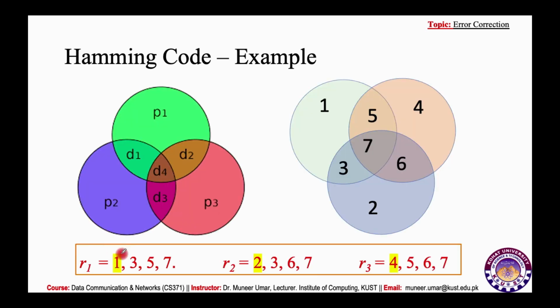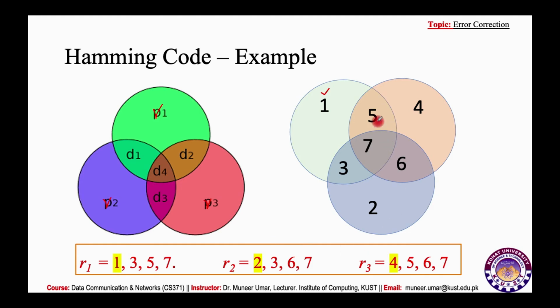Now, if we look into these parities, R1, R2 and R3, these can be represented by a diagram. So here we have R1, this one is actually P1, R1. We can also use R or P, both are possible. So if we look into R1, 1, 3, 5 and 7 are present in R1. In R2, we have 2, 3, 7, 6. Now here we have one interesting thing. 1 is only present in R1. 2 and 4, they are also only present in R2 and R3 respectively.